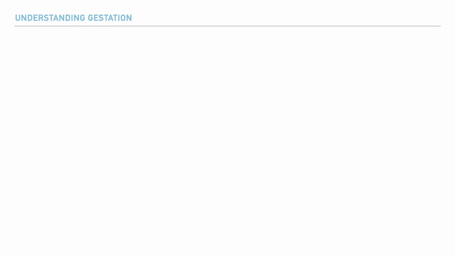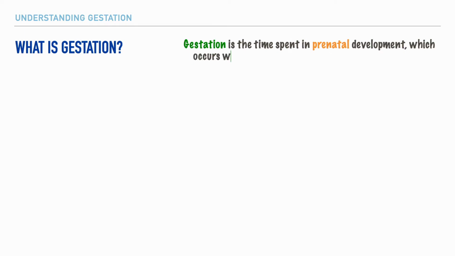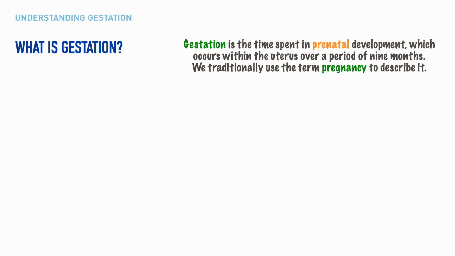So as we continue our story, I'd like to put another term before you, which is gestation. Gestation is the amount of time that is devoted to prenatal development, which occurs over a period of 9 months. And while we're here, let's define the term prenatal, which can simply be defined as before birth. I understand that you may not be as familiar with this term, and that's largely because we use the term pregnancy to refer to this period of time. But gestation and pregnancy can be used interchangeably.